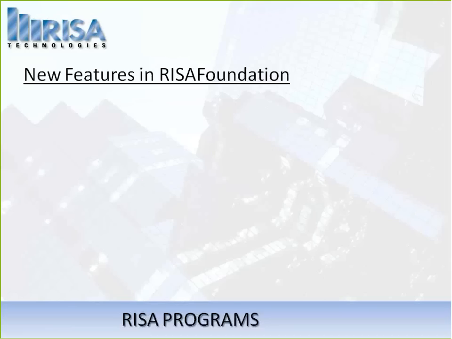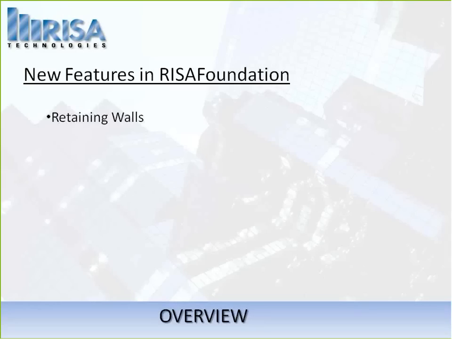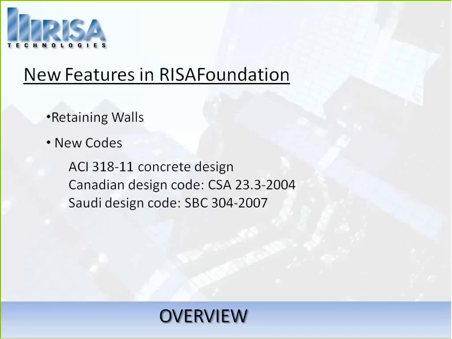Some of the things that were added into RISAFoundation and the newer features will be the retaining walls. This is a big thing we're going to be talking about mostly on this presentation. But I do like to point out some of the other things that we added in this version. So we added a lot of newer codes. So you'll see some of the ACI codes for the concrete. We'll have Canadian as well as Saudi design codes have been added into the new versions.